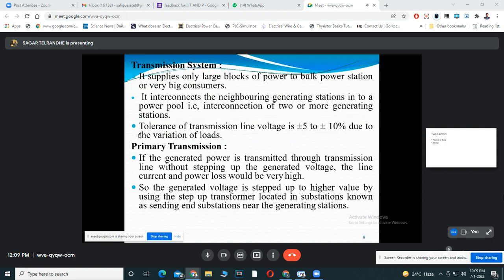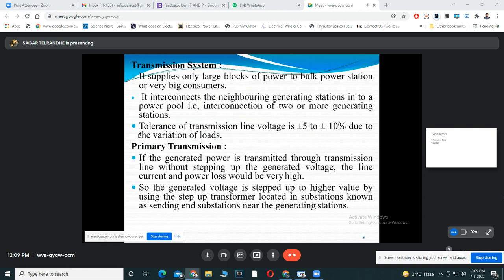Transmission system. A transmission system supplies only large blocks of power to bulk power stations or very big consumers. It interconnects the neighboring generating stations into a powerful grid, that is, interconnection of two or more generating stations. Tolerance of transmission line voltage is +5 to -10% due to the variation of the load.